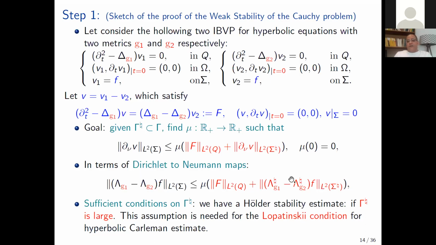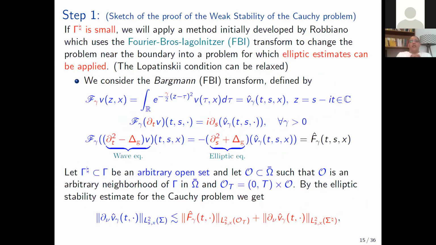And the normal derivative in Σ sharp is exactly the difference between the partial Dirichlet-Neumann maps in Σ sharp. In fact, this kind of stability estimate for the Cauchy problem depends on the shape of Γ sharp. So if you consider Γ sharp sufficiently large, then we can prove some other stability for the Cauchy problems. This assumption for the largeness of Γ sharp is needed for the Lopatinsky condition for the hyperbolic Cauchy problem. But in my talk, I am interested only in Σ sharp being any arbitrary part of the boundary, not necessarily large.